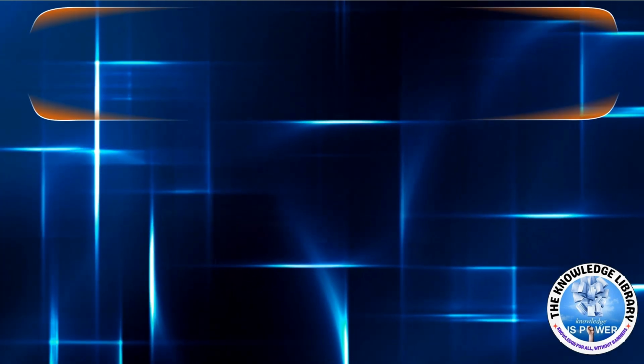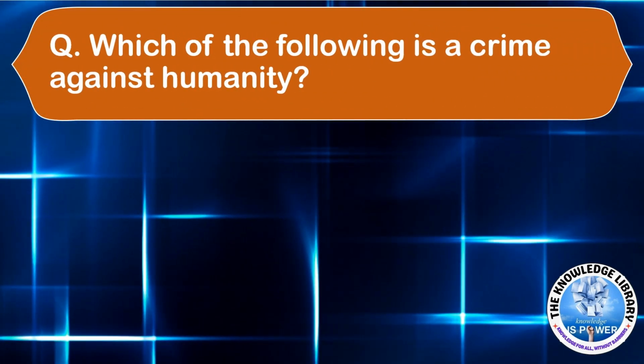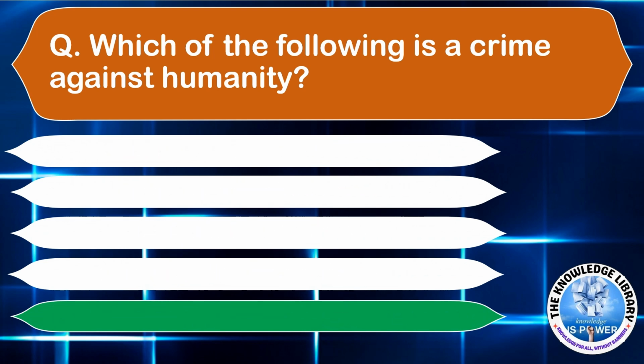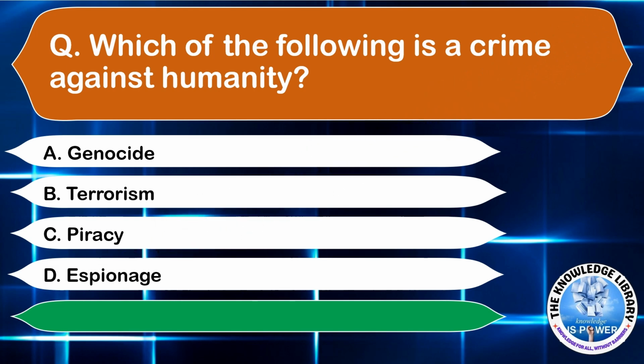Next question is, which of the following is a crime against humanity? Option A, genocide. Option B, terrorism. Option C, piracy. Option D, espionage. Correct answer is option A, genocide.